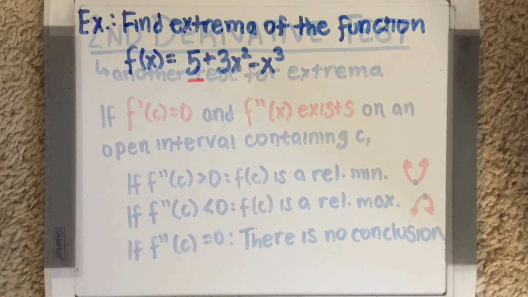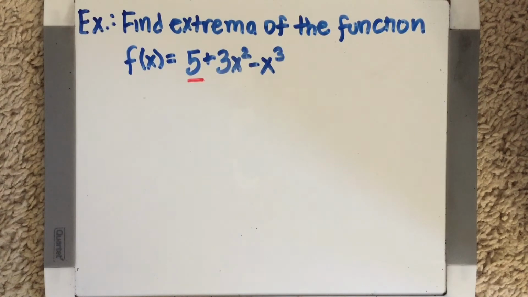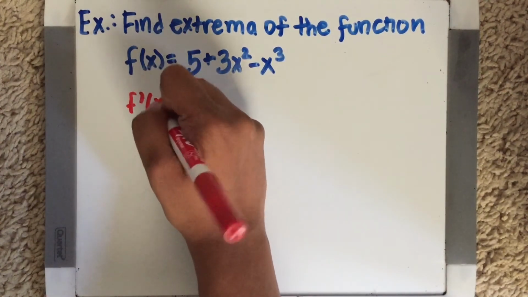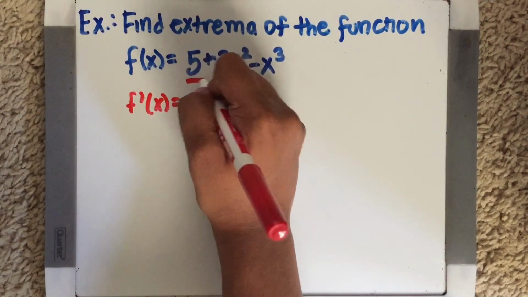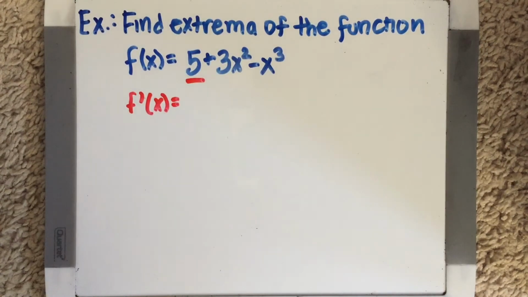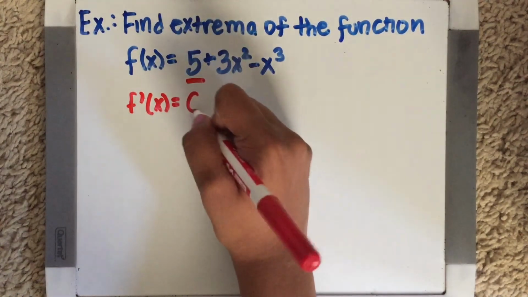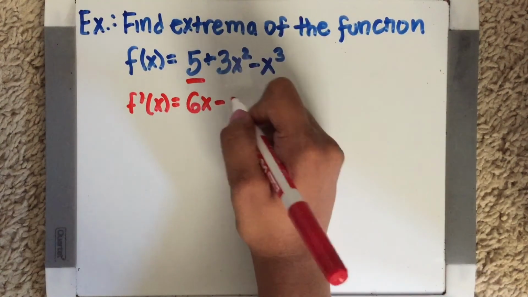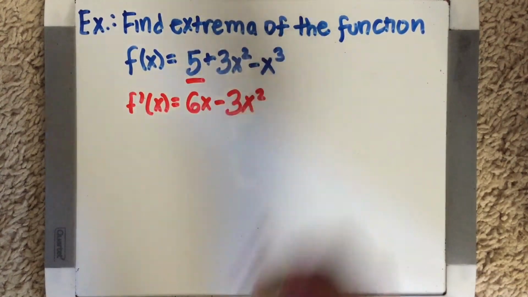Let's try an example. In this case, we must find the extrema of a function f of x equals 5 plus 3x squared minus x cubed. First, we have to find f prime of x, then set it equal to 0 to find critical values. So in this case, f prime of x equals, well, the 5 disappears because it's a constant, so all we have to do is move the power down and reduce it by 1, giving us 6x minus 3x squared.